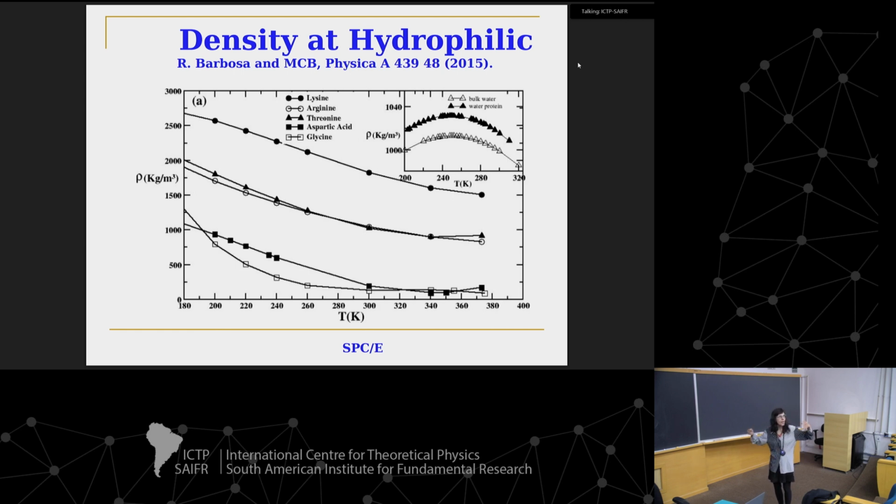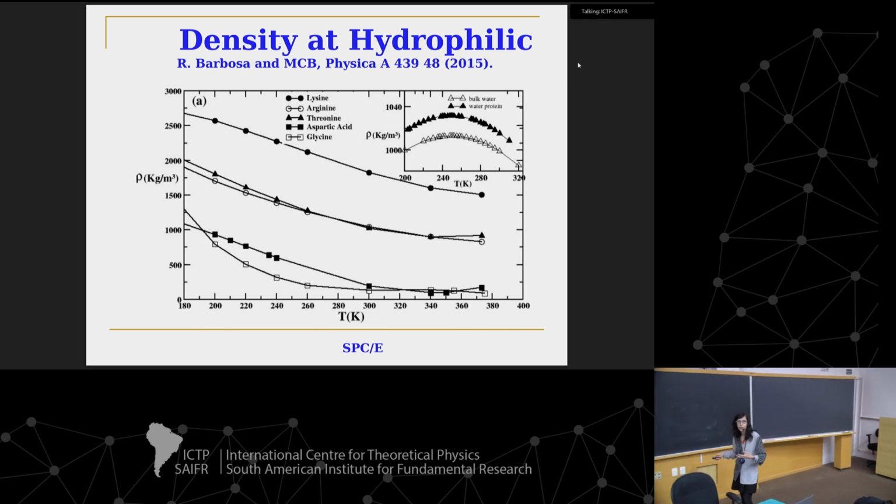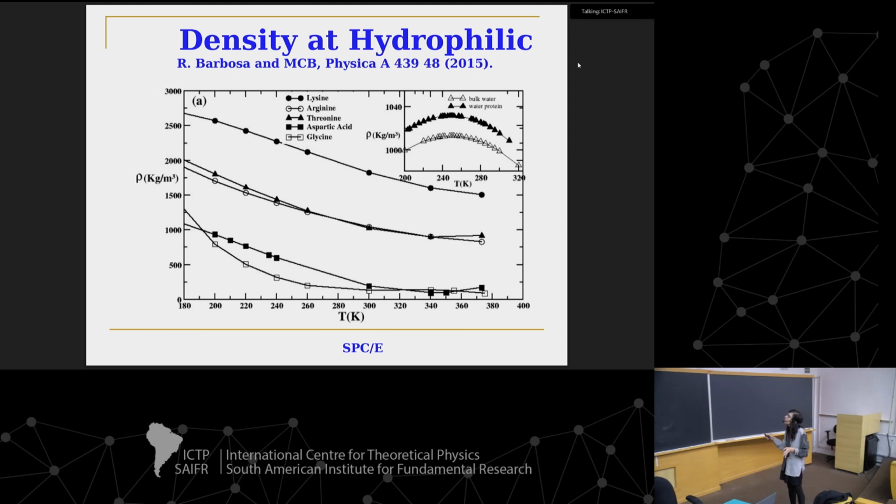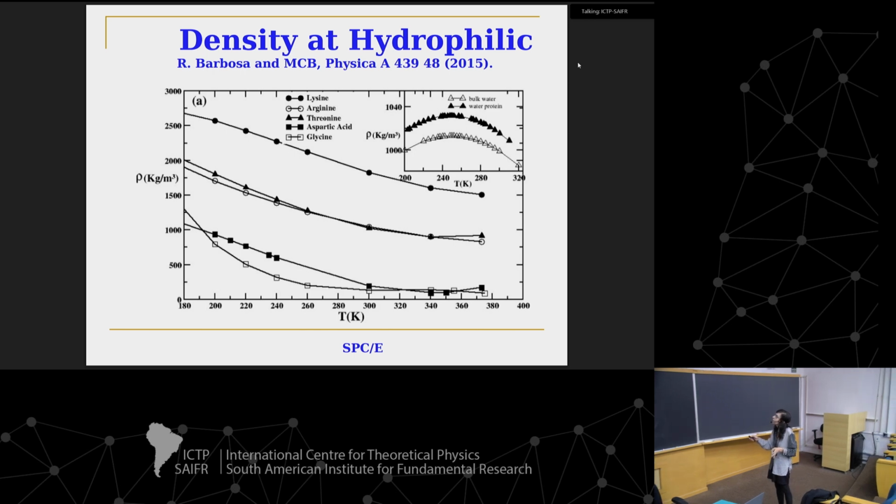So it becomes less dense in the vicinity of the protein, because these are hydrophilic sites, which means the water wants to make hydrogen bonds, but if I increase the temperature, they break the bonds and they go away. They prefer to make bonds with water in the bulk than to be here. And this happens at different levels, because we see different densities, since some sites are more hydrophilic than others.